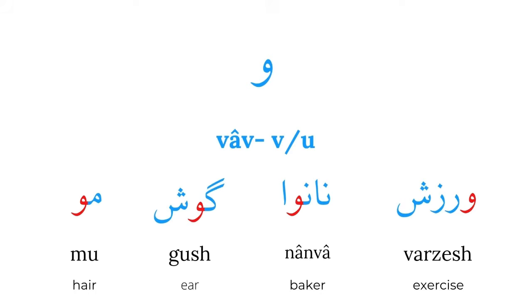واو. Vav can sound like either a V or an U. So at the beginning of the word, it's going to sound like a V. ورزش. نانوا. گوش. مو.